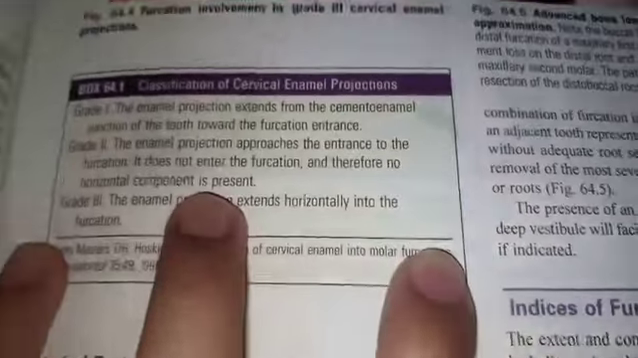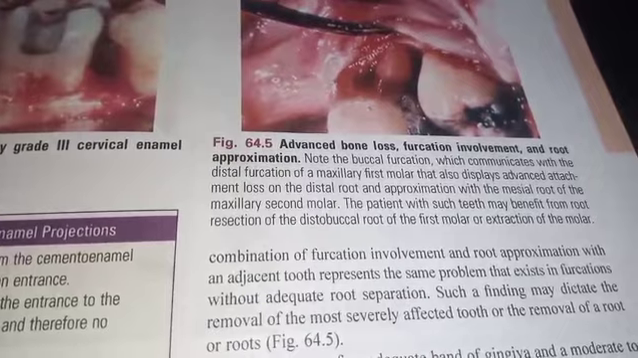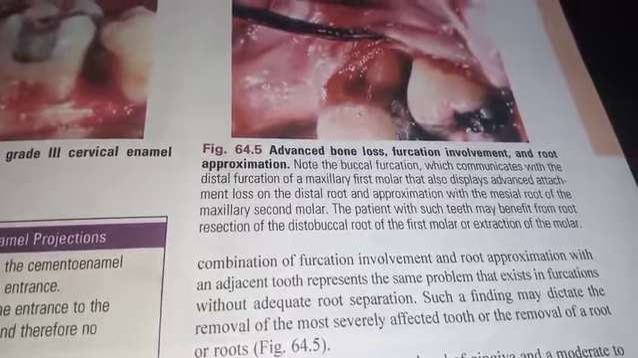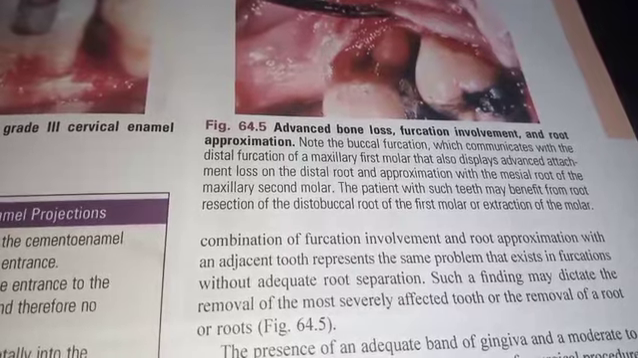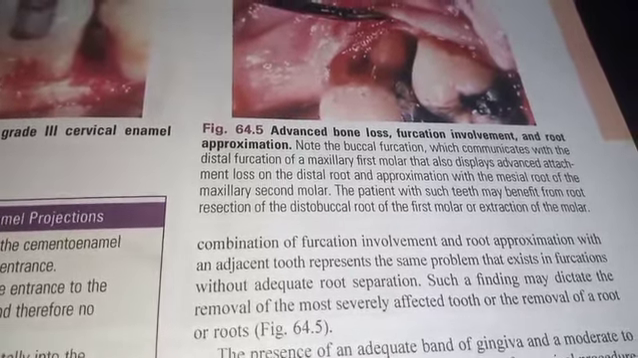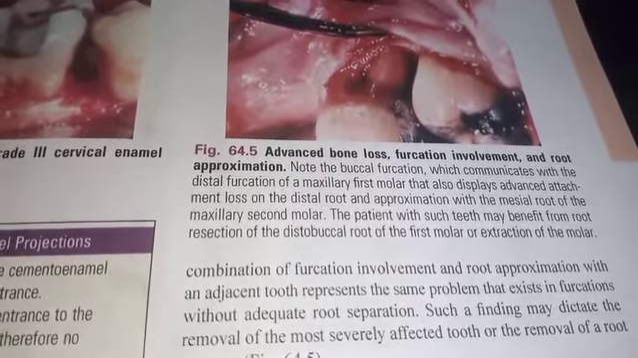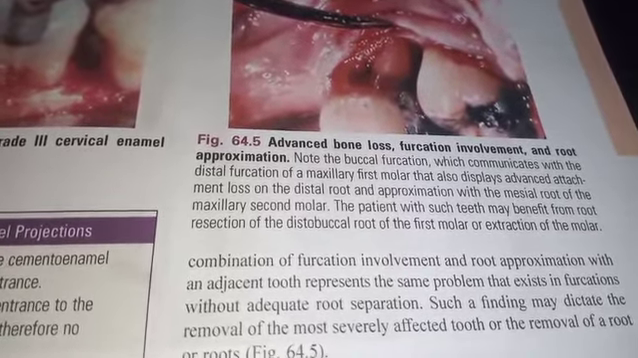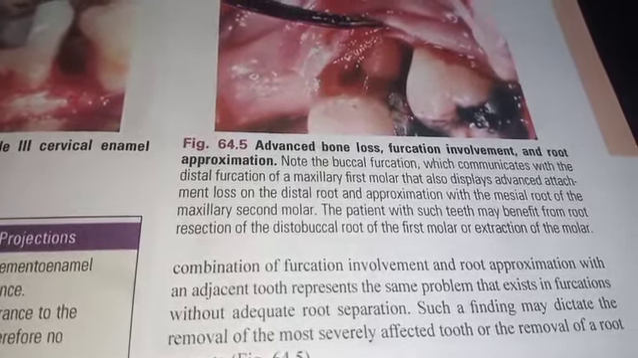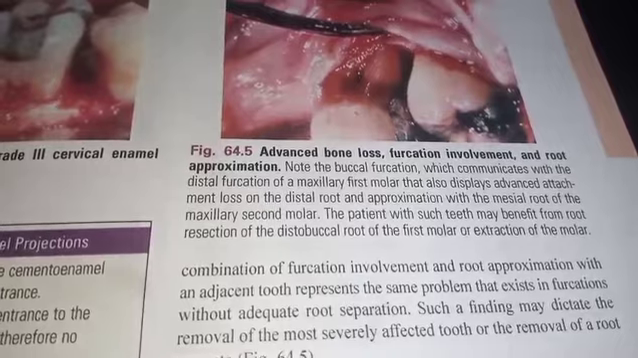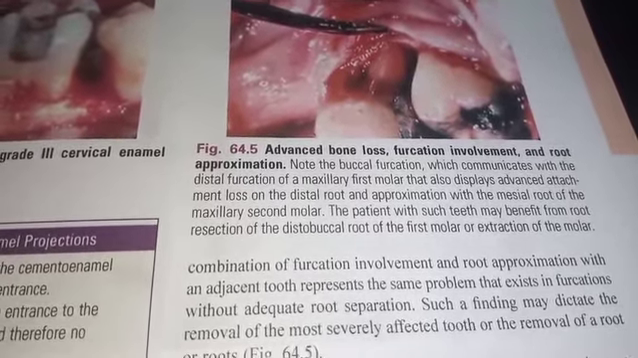Okay, so you can see the advanced bone loss, furcation involvement, root approximation. On the buccal furcation, you can see it communicates with the distal furcation of the maxillary first molar, but also displays an advanced attachment loss on the distal root approximation with the mesial root of the maxillary second molar. So the patient with such teeth will benefit from root resection of the distobuccal root of the first molar or extraction of the molar.